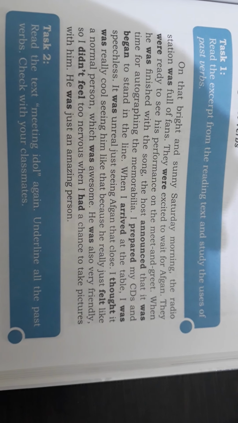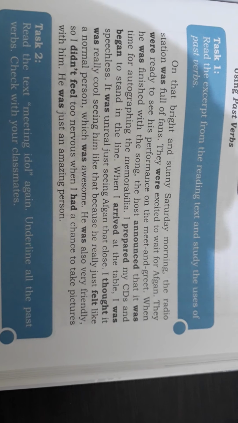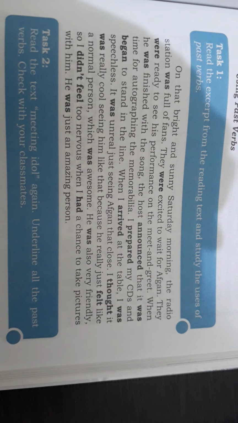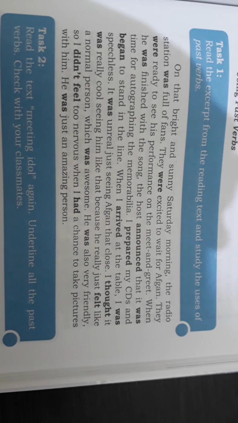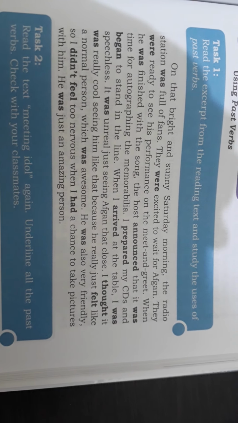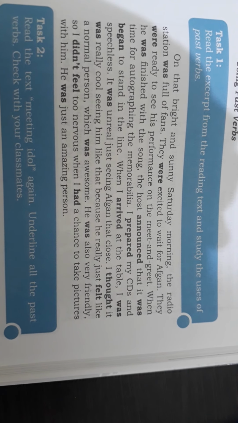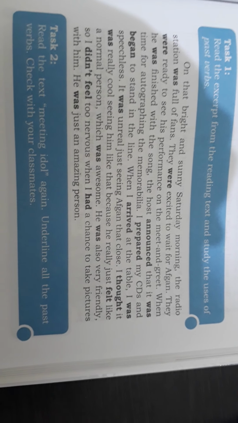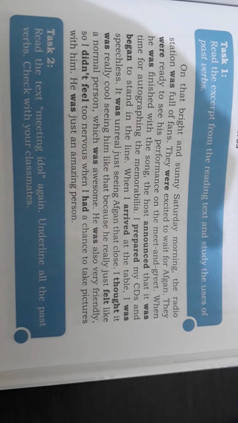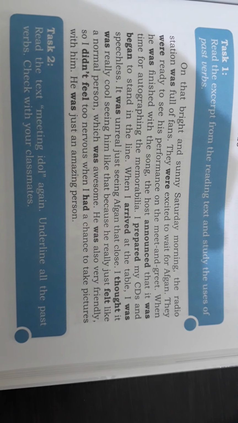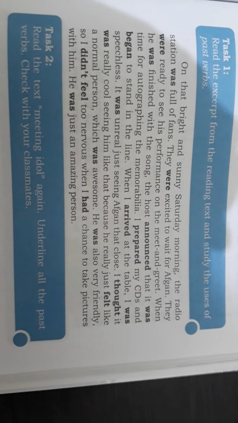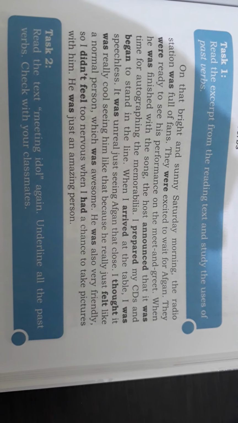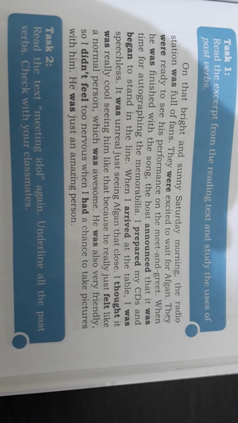There are 1, 2, 3, 4, 5, 6, 7, 8, 9, 10, 11, almost 11 non-action was or were. And then we can see actions that use verb 2, both regular and irregular. Here we can see announced, then prepared, 2, then 3 began, then 4 arrived, then 5 found, then 6 didn't feel, and then 7 had.